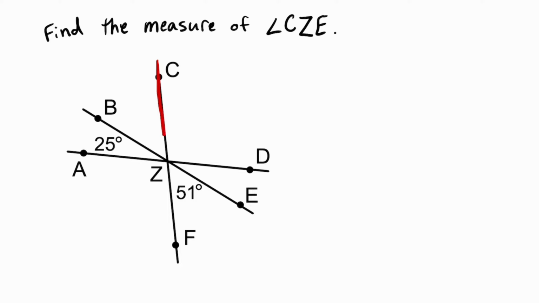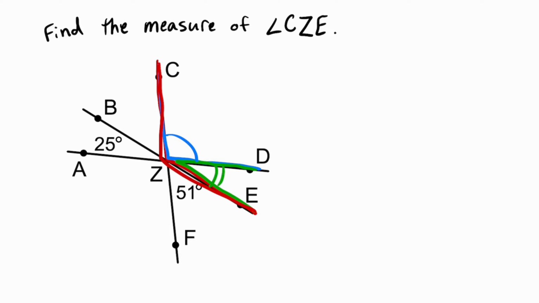So first things first, you want to identify the angle that you're trying to find the measure of. So that's this guy. Now notice that CZE is actually made up of two smaller angles. So you have CZD, which is this guy in blue, and that's combined with angle DZE here in green. So one way that we could do this problem is we could try to find the blue angle and the green angle separately and then add their measures together, and that would give us the measure of angle CZE.